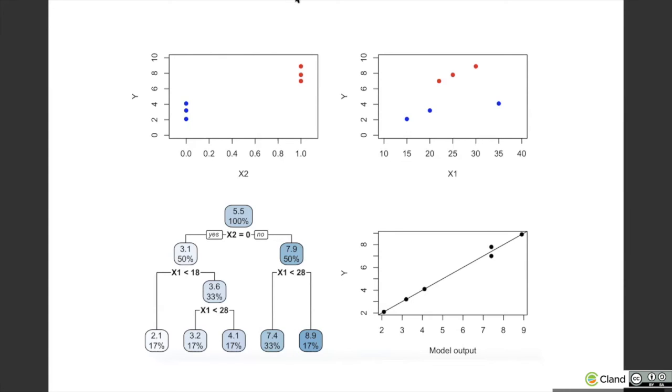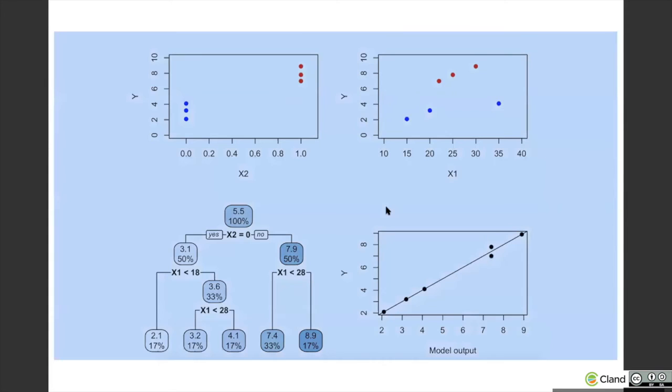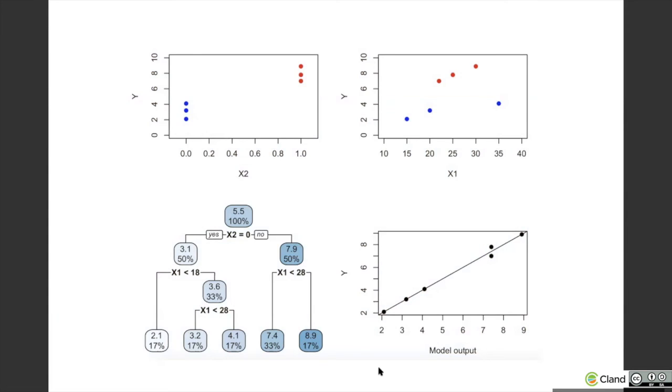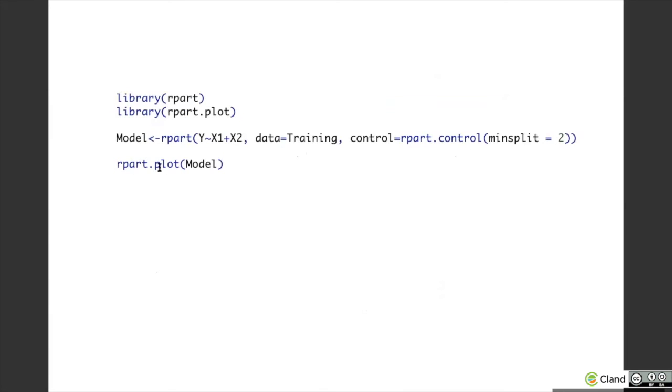I think there is a question. The code to display the tree, this is one question given in the chat, is rpart.plot(model). So I first train the model using rpart, and then I write rpart.plot(model), model being the name of the tree.